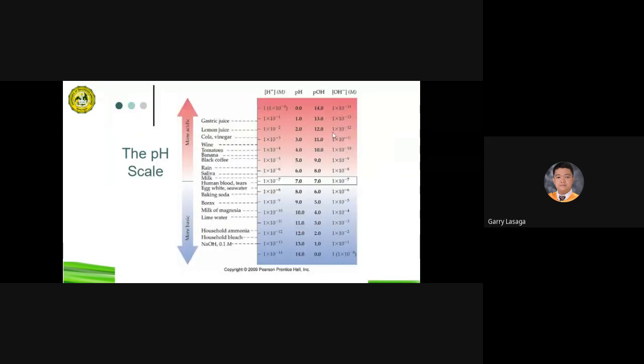Dito naman sa OH, dito naman sa ating basic side, we have the same lang pero baliktad lang siya. At a pH of 1 and at a pOH of 13, this is the concentration of our hydroxide ion in moles. At a pH of 13 and at a pOH of 1, this is the concentration of our hydroxide ion. So when we are measuring yung alkalinity of a solution based on the hydroxide ion, this scale can be used.